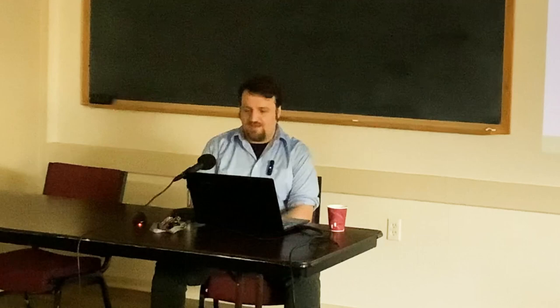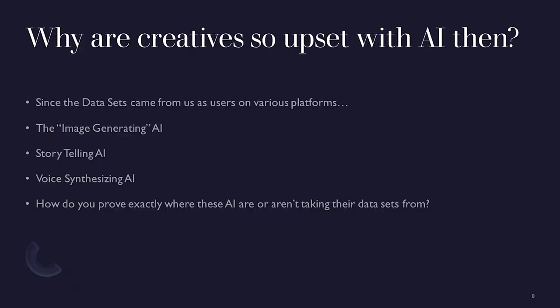So it comes to question, if all these data sets are considered useful, why are creatives so upset? And that's where it gets to a bit of a sticky legal situation these days. Since the data sets have to come from somewhere, you might ask where the image generating AI are getting these data sets. And a lot of them are coming from public websites such as, say, DeviantArt or Instagram or history books of, say, medieval artwork and things of that nature.